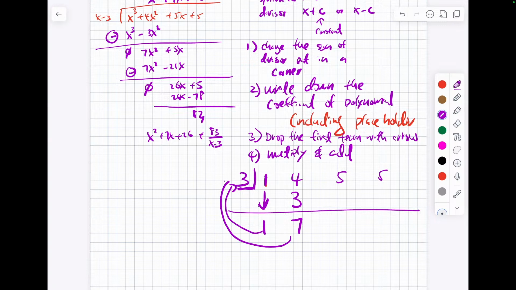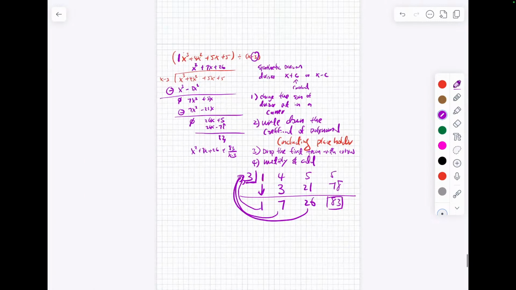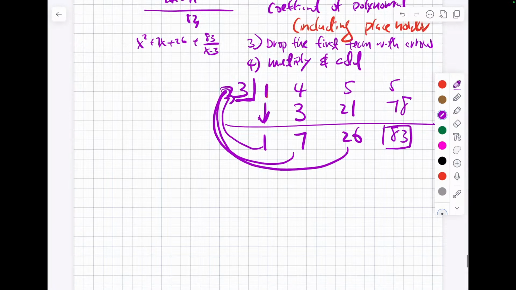7. And you're going to do it again. 21. And this is 26. And then this is going to be what? 78. And this is 83. And then all you have to do is write down the descending order. So this is third degree, so it's going to be 1x to the second degree plus 7x plus 26 plus 83 over x minus 3.